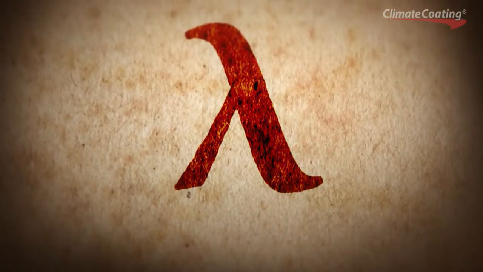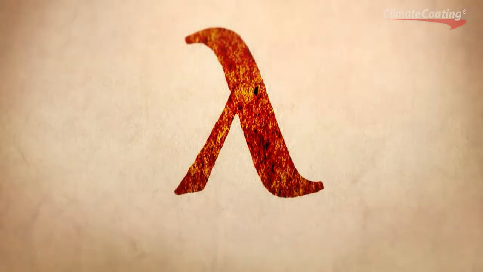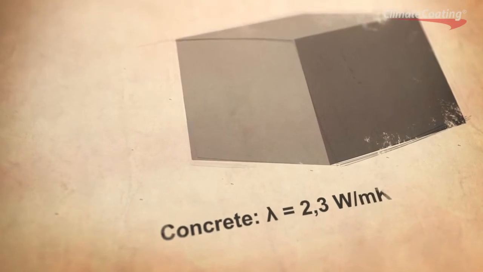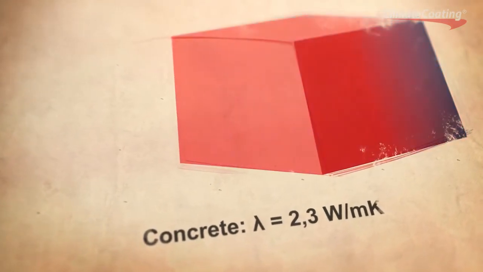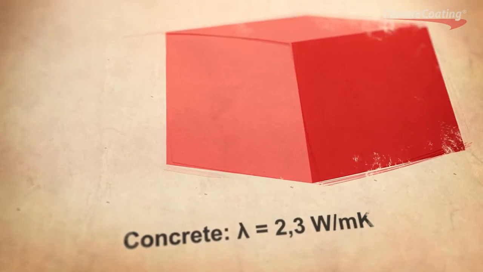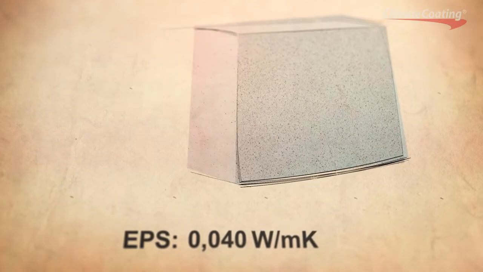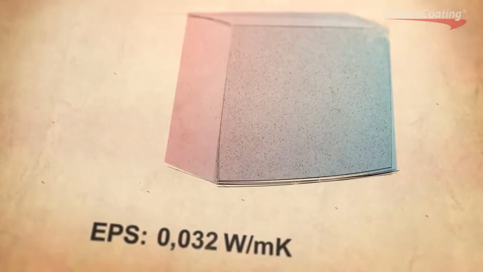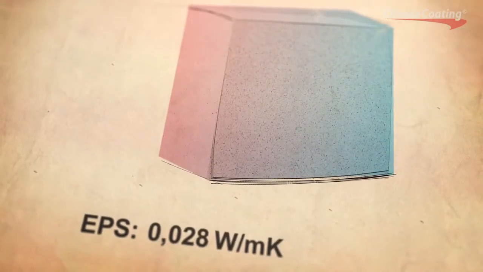Closely related to the U-value is the lambda value as a measure of heat conduction. For example, metal conducts heat better than wood. Construction materials have different lambda values. Concrete, which is robust, offers very good heat conduction with lambda equals 2 to 3 W/mK and is therefore not suitable as an insulation material. The lambda value of EPS, known as polystyrene, was developed from 0.040 via 0.035, 0.032 to 0.028.